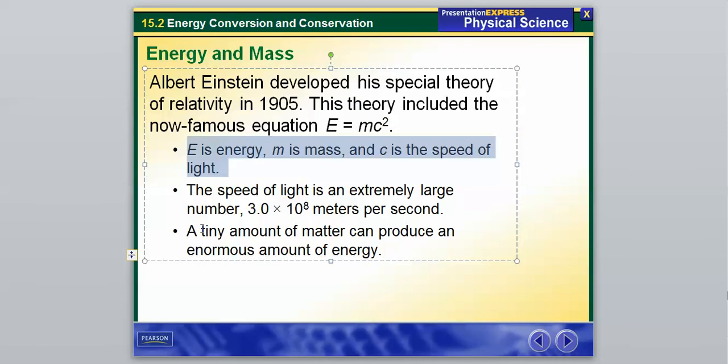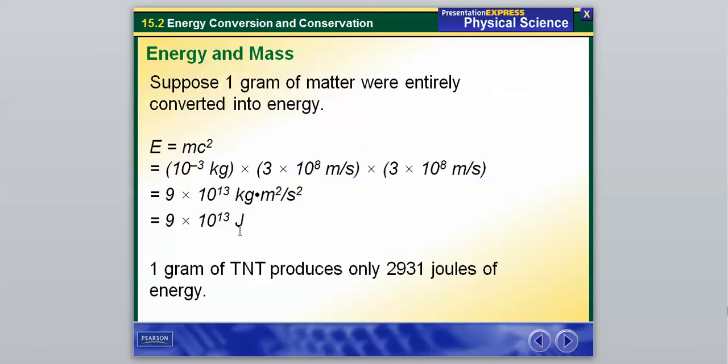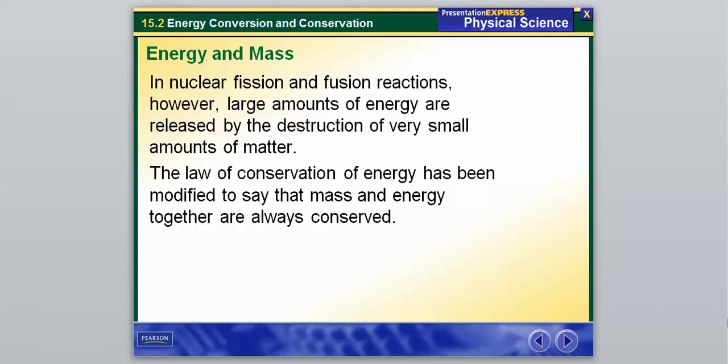And a tiny amount of matter can produce an enormous amount of energy. The example here is that 1 gram of TNT produces only 2,931 joules of energy. Again, we're not going to worry about calculating this out. This is just to show how energy and mass can be related to one another and calculated. You've probably all heard of E equals mc squared, but might not know exactly what it means. So we're not going to mess around too much with this, but just know that it talks about the relationship between mass and energy.